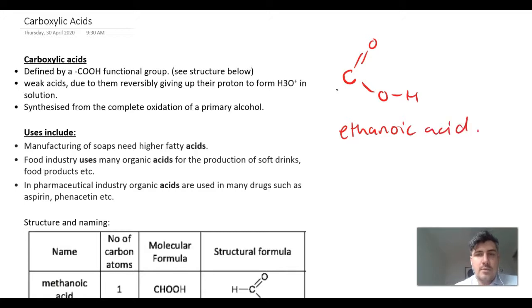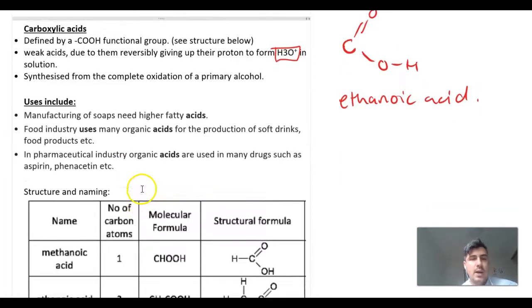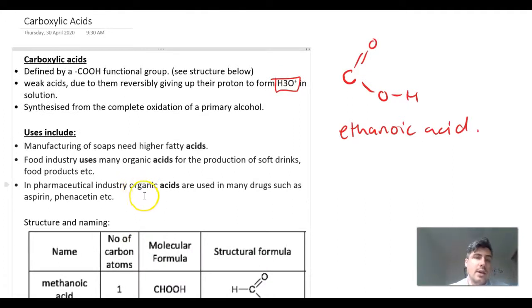And because they're weak acids, they only partially form the H3O+ hydronium ions in the solution. They can be synthesized from complete oxidation of a primary alcohol, which we'll look at in a moment. And the reason these are so important is because of their many uses in production of different chemicals, in the pharmaceutical industry, the food industry, in soaps. So generally speaking, this is a high priority molecule, and so when you come to naming them, it takes precedence over most other types of organics.